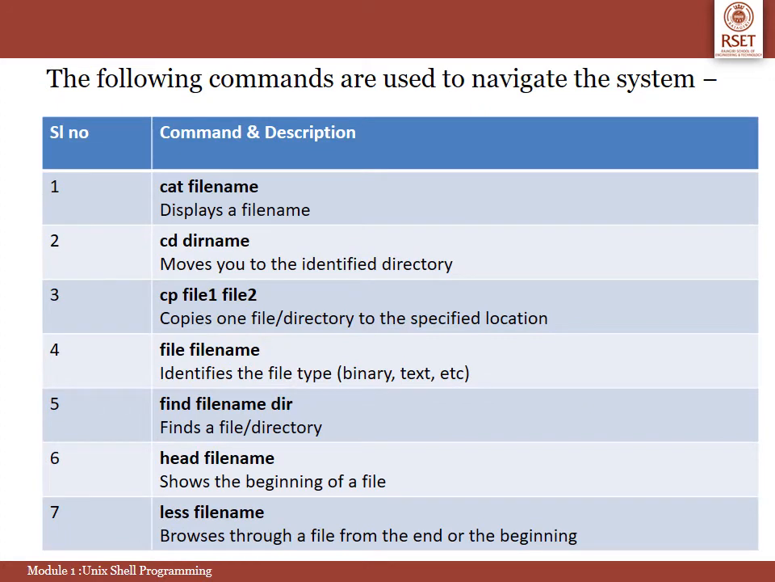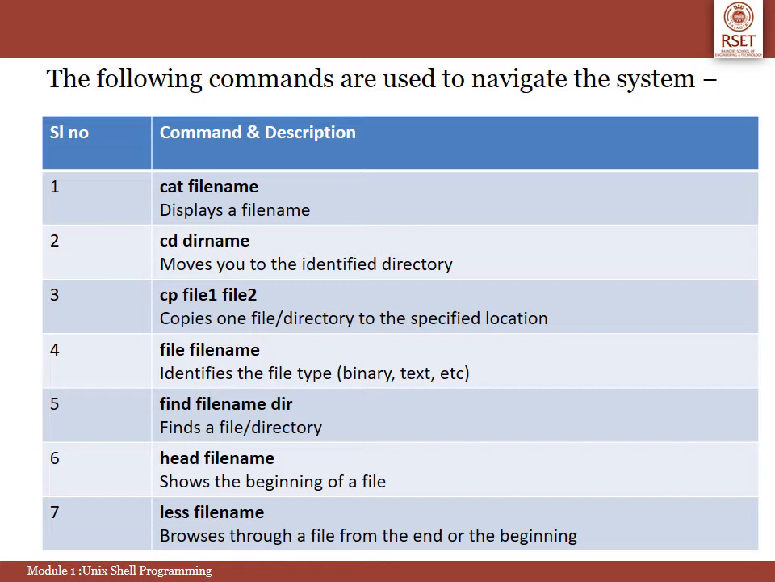First one is cat followed by a file name. It displays a file. And next is cd followed by a directory name, that is, it moves you to the identified directory. Next command is cp followed by file1 and file2. It will copy one file to the specified location. The next is file followed by a file name. It identifies the file type, whether it is a binary file or text file, etc.